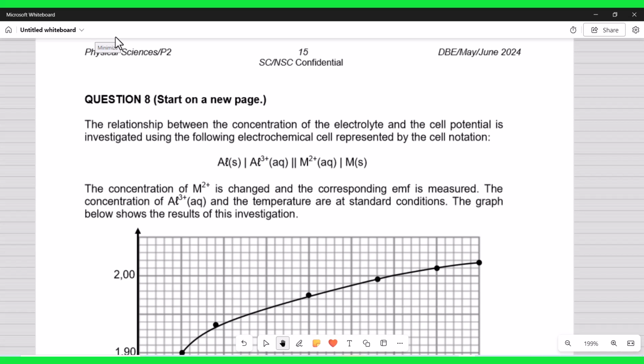May, June 2024. The relationship between the concentration of the electrolyte and the cell potential is investigated using the following electrochemical cell, given by the cell notation below. Here we have aluminium solid slash aluminium ions aqueous, double slash, then M2 plus aqueous slash M solid. The concentration of M2 plus ions is changed and the corresponding EMF is measured. So they're changing concentration. They say the concentration of aluminium ions and temperature are at standard conditions. The graph below shows the results of this investigation.